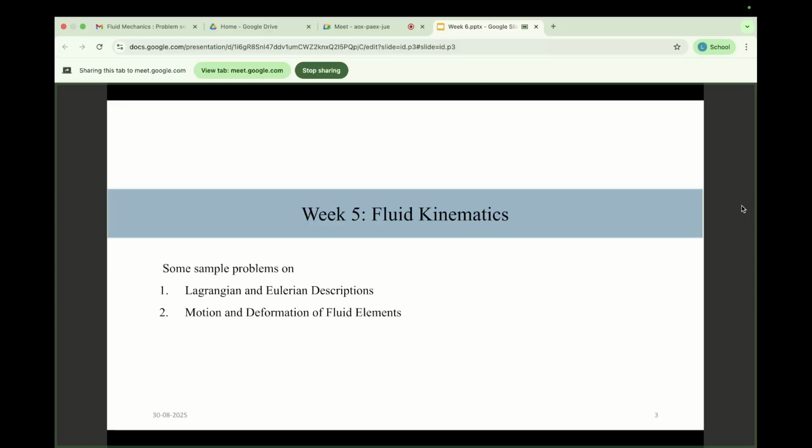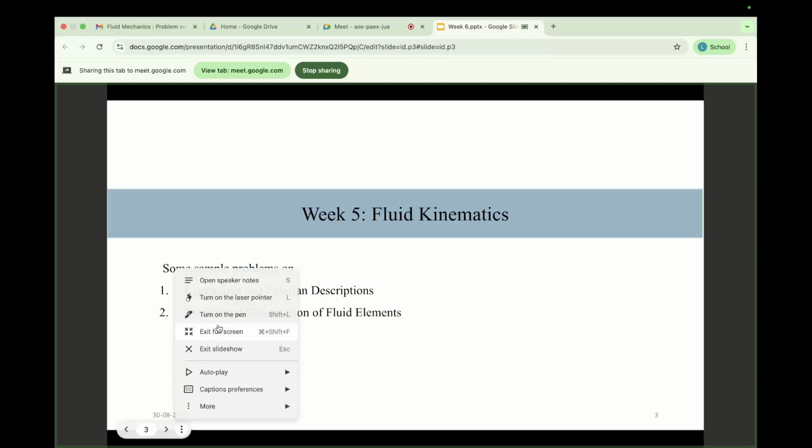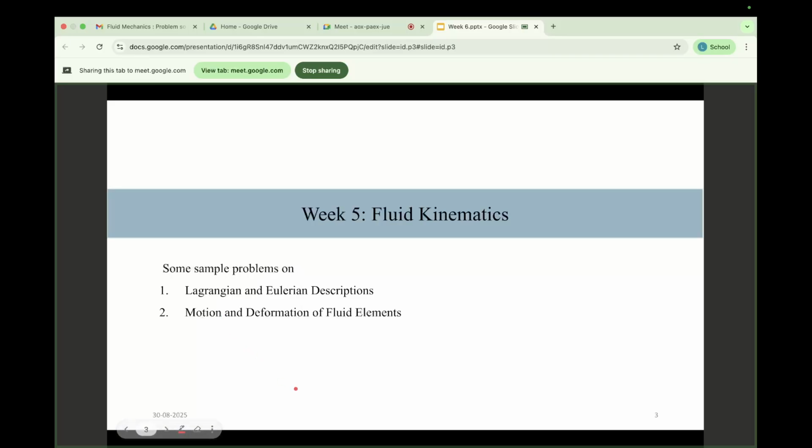We will deal with some sample problems on the Lagrangian and Eulerian description, and also the motion and deformation of the fluid element. Basically, the first one is the Lagrangian. What exactly does it mean? It means an approach where our target is to track individual fluid particles.